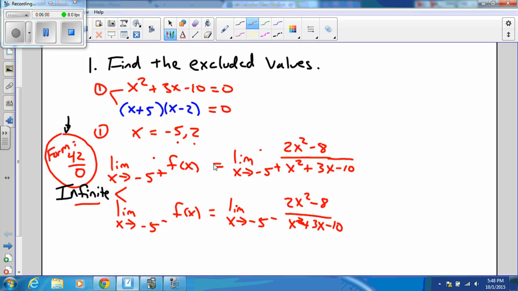Now, to evaluate these limits, we're going to consider some sign analysis. And the sign analysis, likewise, is off to the side over here. For the top, when x is close to -5 from either side, then the top is going to be close to 42. And so that's a positive number in the top. For the denominator, maybe we want to write this in factor form. -5 on the right.